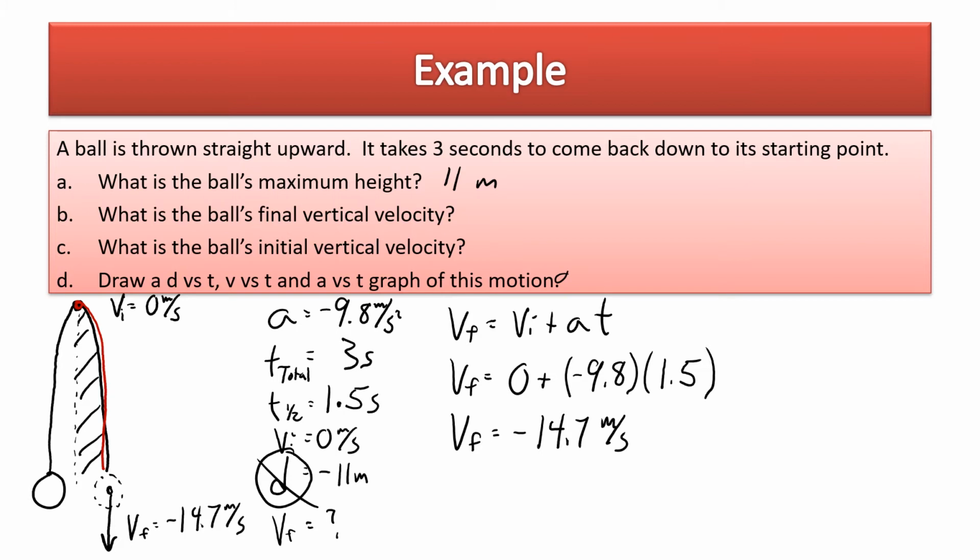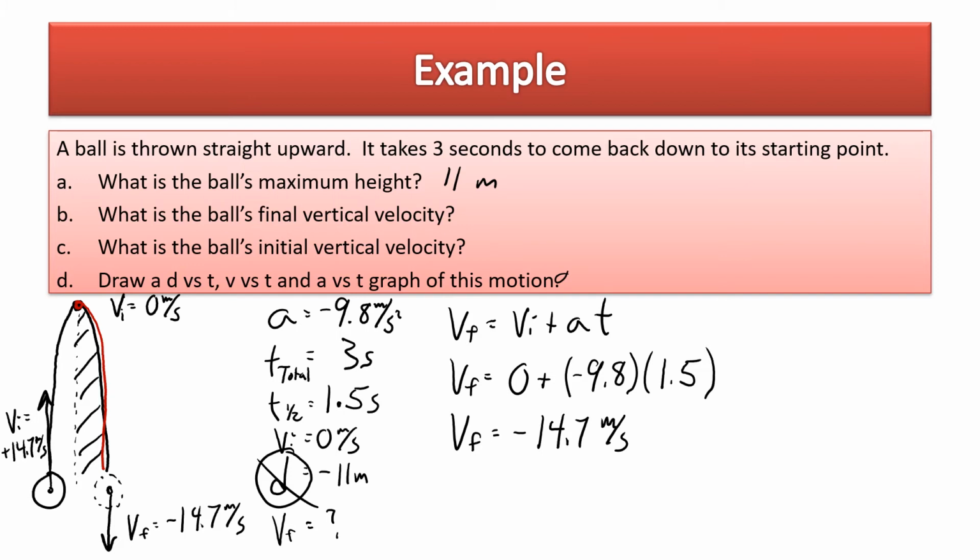So now it says, what's the ball's initial vertical velocity? And guess what? We already know the answer. VI is equal to, do you know what it is? Well, it's just going to be positive 14.7 because it's symmetrical. You're catching it at the same exact height. So it's the same magnitude but the opposite direction. But can we prove that?